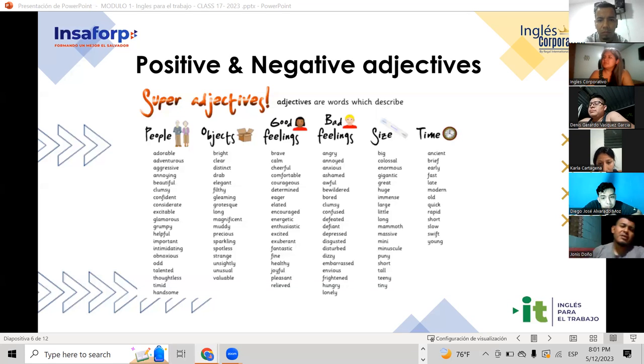Anxious. Ansioso. Ashamed. Usted se siente culpable, se siente con vergüenza. That is a shame. Okay. Awful. Okay. Algo que no le gusta, okay, algo que es feo.